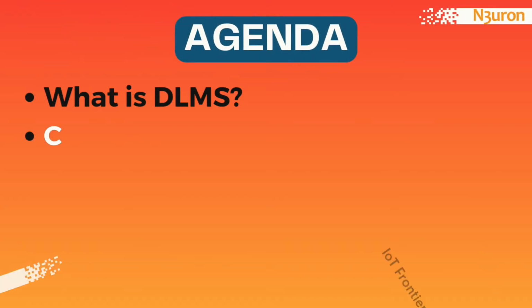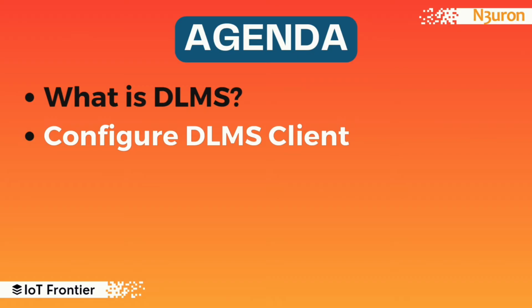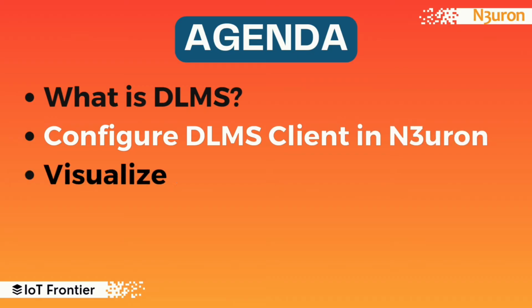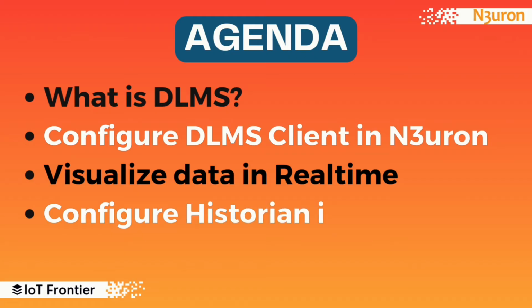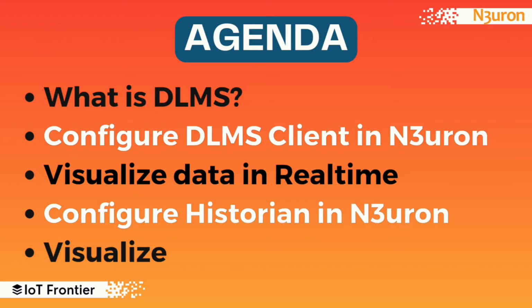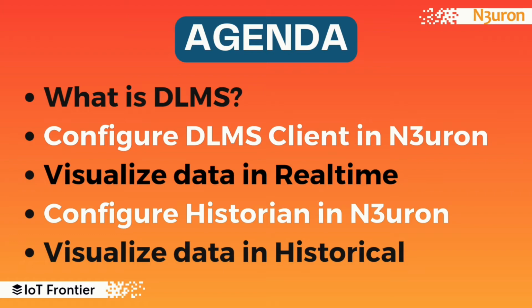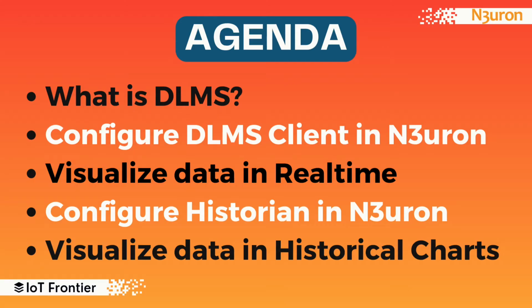Today I'll be showing you how to configure DLMS Client Module by connecting to a real Landis and Gyr Energy meter. We'll see how we can see the real-time data from energy meter on the N3uron, and also how to enable and send the data to local inbuilt historian powered by MongoDB in N3uron. Finally, we should be able to visualize the historian data in graphical charts. So stay tuned until the end of this video to get all the steps right.